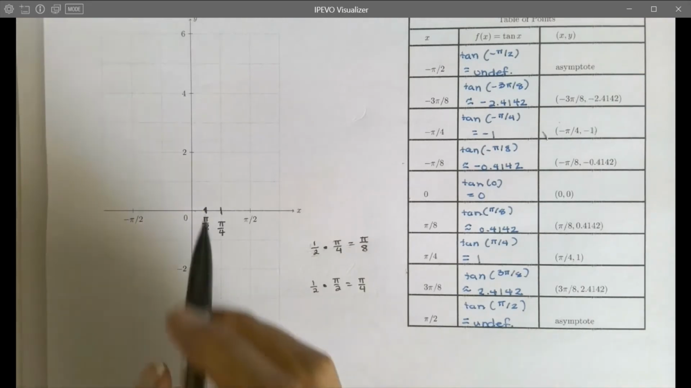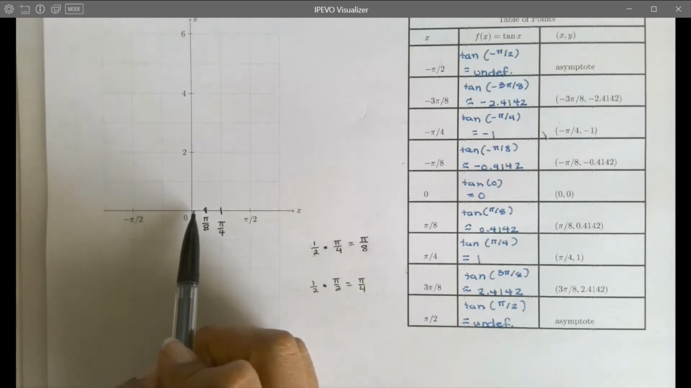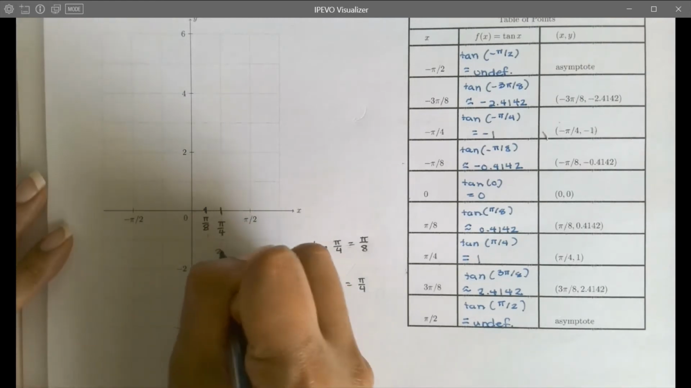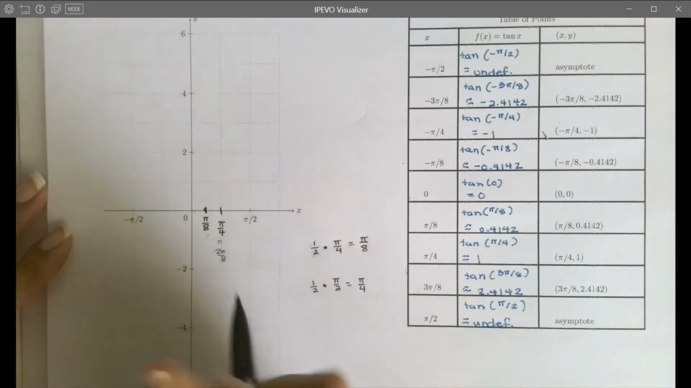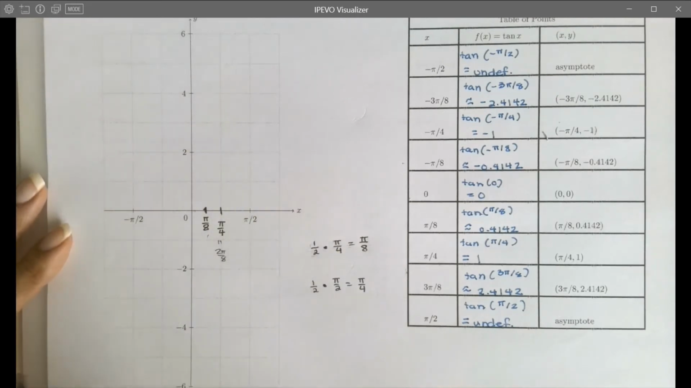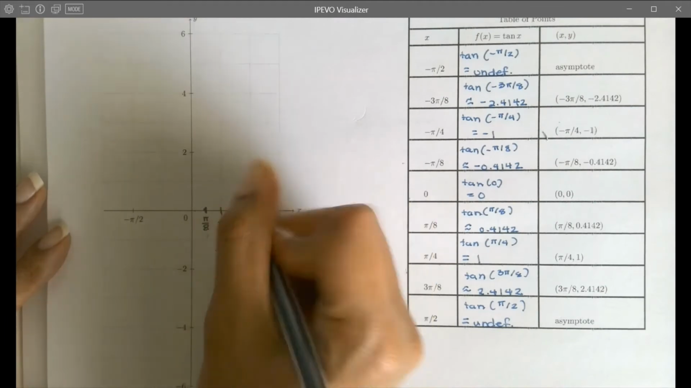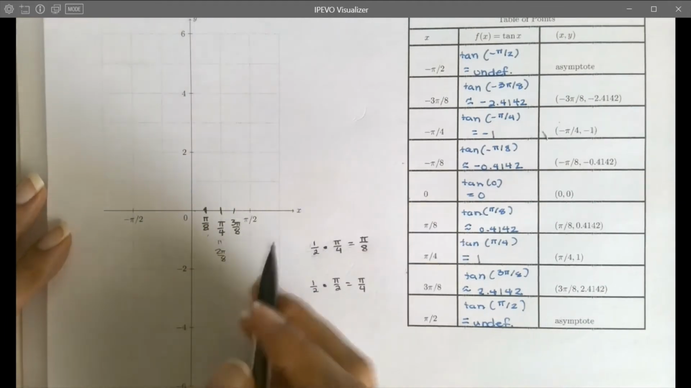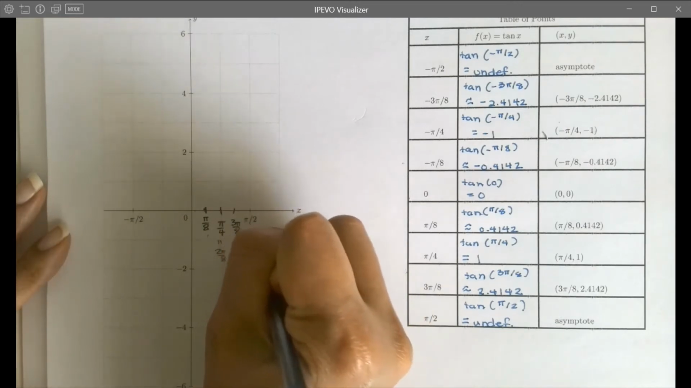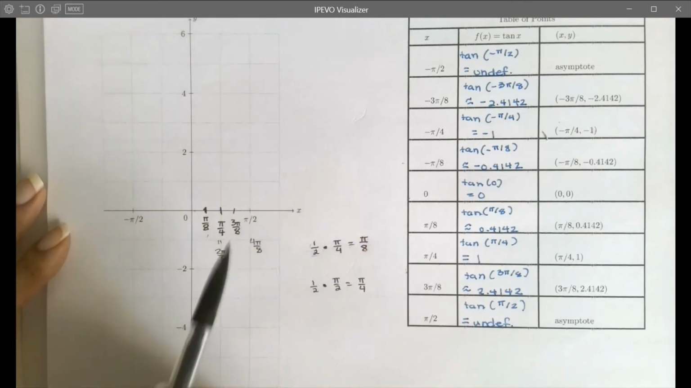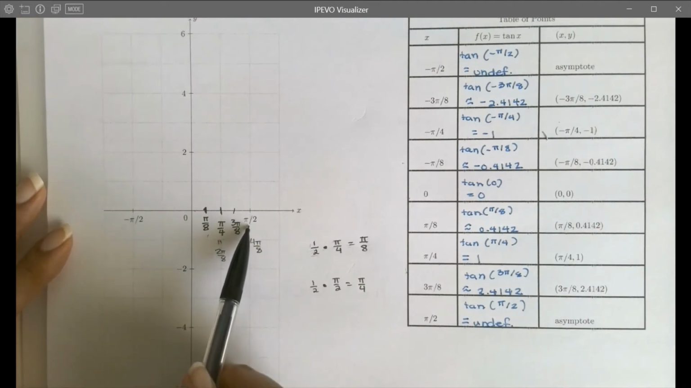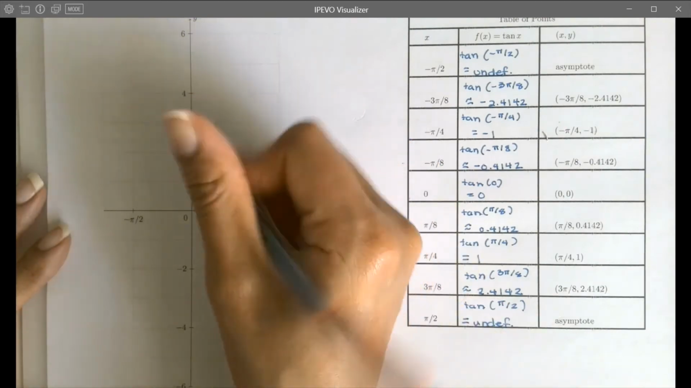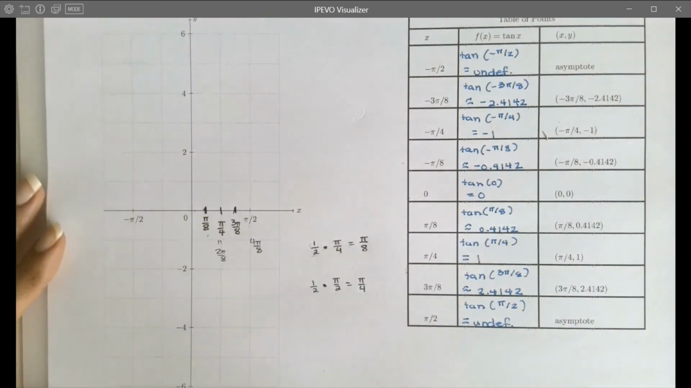So this is like 1 pi over 8. This would be 2 pi over 8, which reduces down to pi over 4. This here would be 3 pi over 8 then. And this last tick mark would have to be 4 pi over 8, which agrees, because if you reduce that, it gives you pi over 2. So we're able to label these tick marks and get multiples of pi over 8.